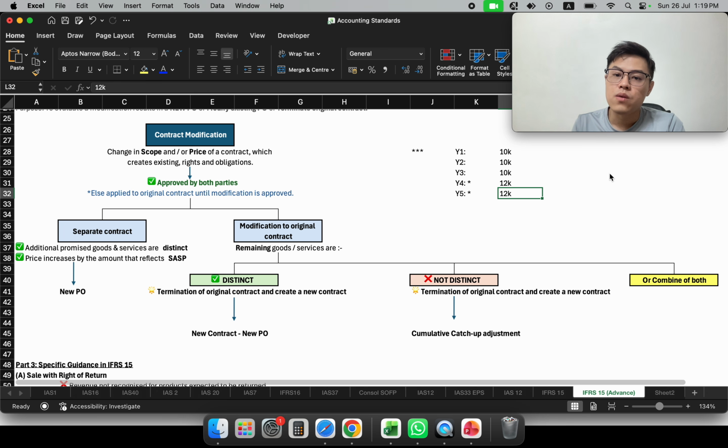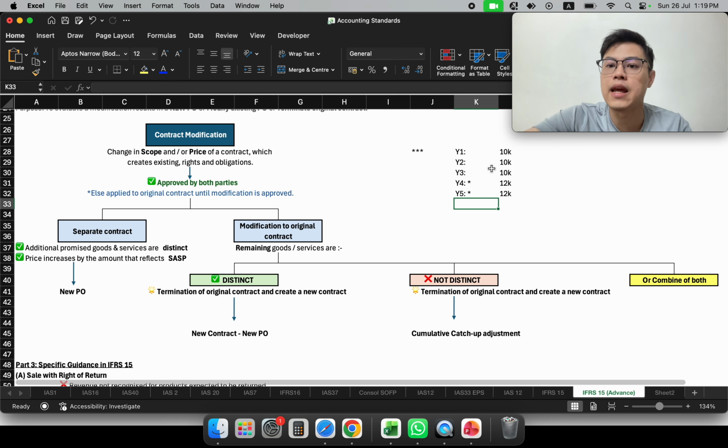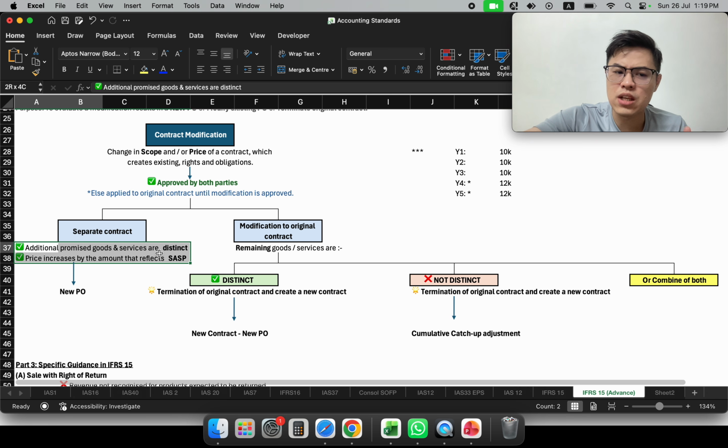and these extensions will need to expand the so-called cleaning area. So the question: the extension of 12,000 that you are going to charge the customer in year 4 and year 5, does it result in a new PO or is it an amendment to an existing PO? I mentioned you have actually expanded the cleaning area. Therefore, these particular things are not additional promises of goods or services. It's still cleaning services but with expanded scope. Therefore, it's not this. So it's over here, modifications.